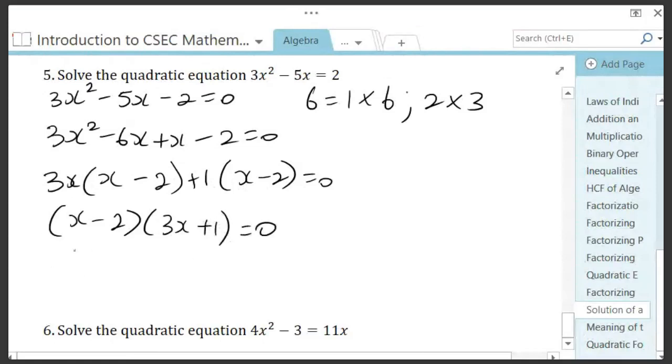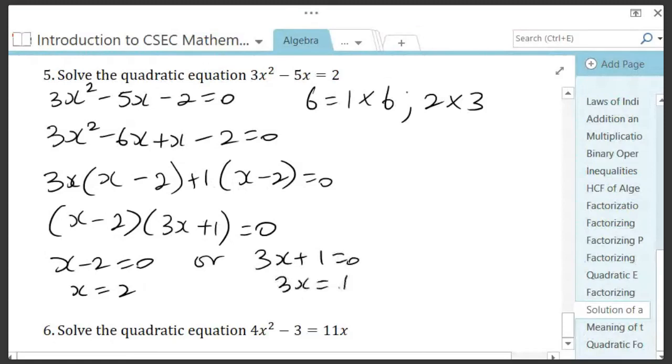So we have these two linear divisors, so we can solve for them, the value of x. So x minus 2 is equal to 0, x is equal to 2, or 3x plus 1 is equal to 0, 3x is equal to 1, divide by 3, divide by 3. So therefore, x is equal to 2, or x is equal to 1/3.